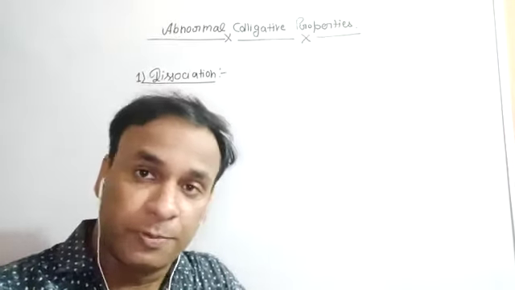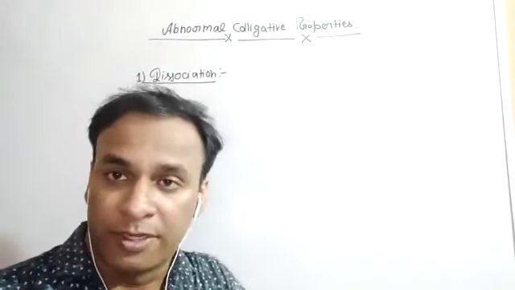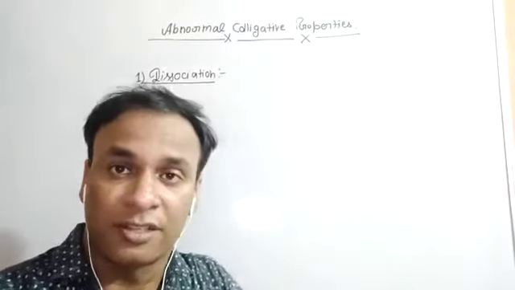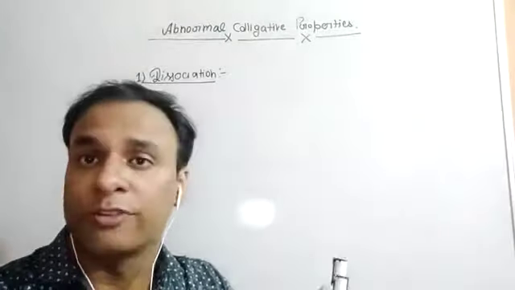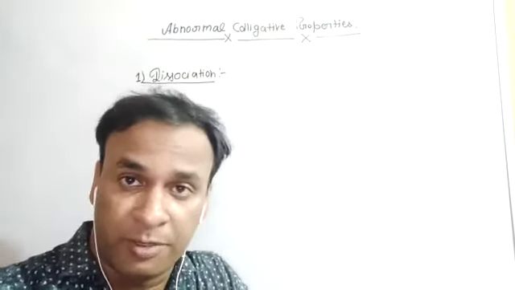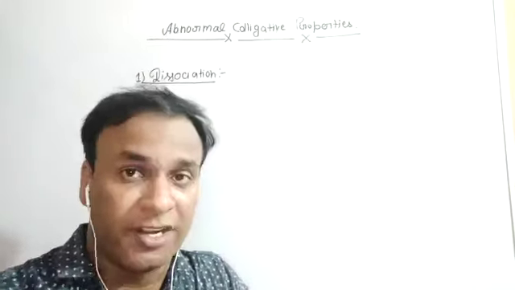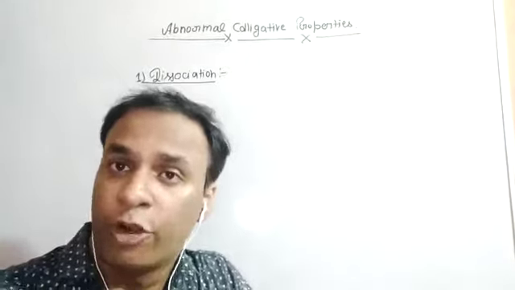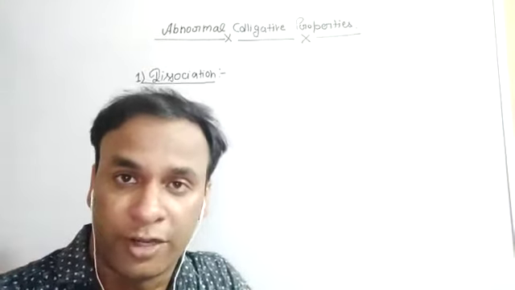Today I am going to explain the abnormal colligative property. In the last video I already discussed the rest of the colligative properties like osmotic pressure, lowering of vapor pressure, elevation of boiling point and depression of freezing point. What do you understand by the abnormal colligative property?